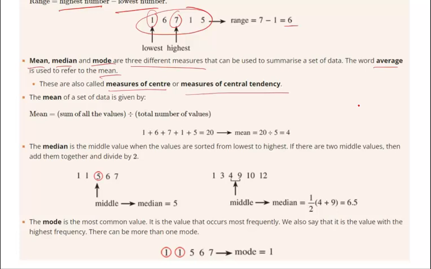The mean is the sum of all the values, so add them all up, and divide by the total number of values. So we added these 1, 2, 3, 4, 5 numbers up to equal 20, and we divided by 5 because there's 5 numbers. So that would give us a mean, or the layman's term, average.